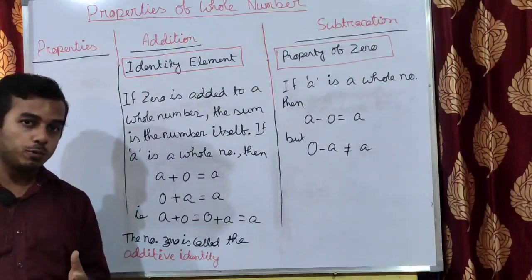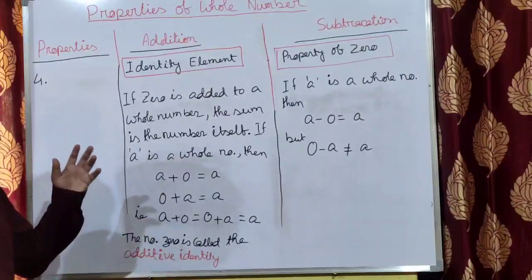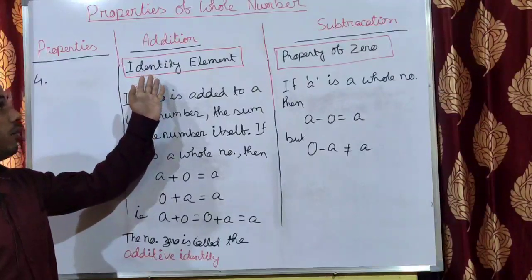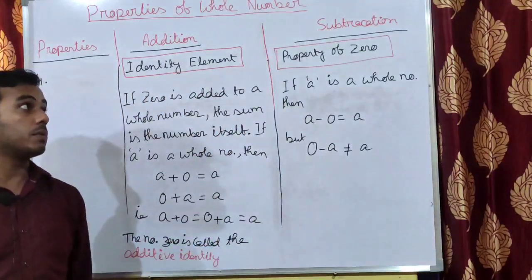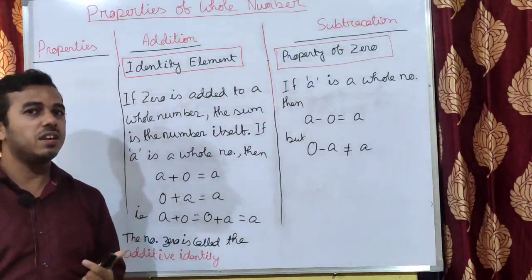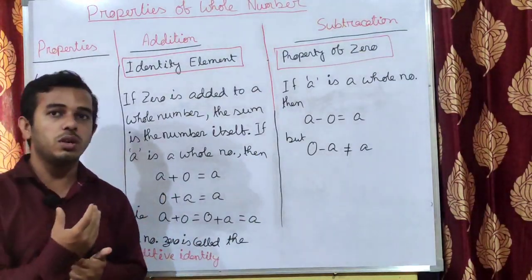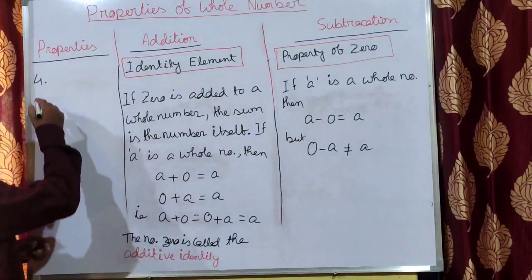So now let us move to our last property, which is different for each. For addition it is known as what? Identity element, and for subtraction this is property of 0. The main basic thing is what? Same. When we add 0 with a whole number, right? So can we write their name?